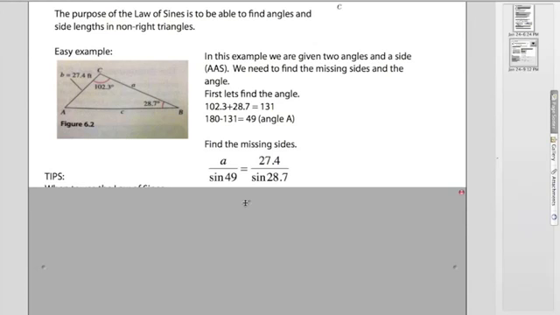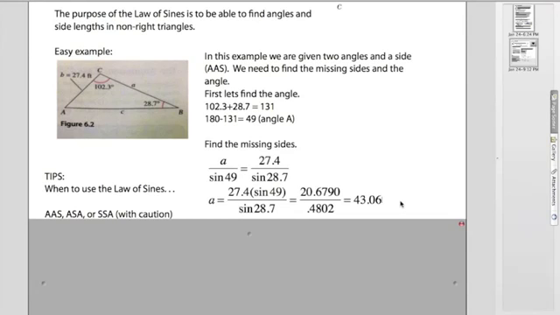I've got a proportion, so I'm going to cross multiply. We have a equals 27.4 times the sine of 49. Basically, I multiplied by sine of 49 on both sides. I simplified that value first and then divided to make sure I didn't make any careless mistakes. And that turns out to be 43.06 feet for side length a.